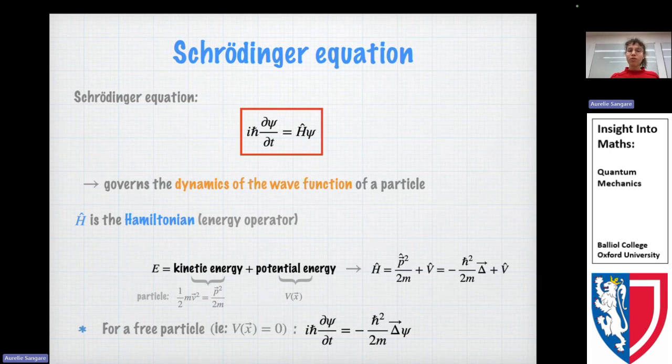So remember that your wave function psi depends on 4 variables, x, y, z, and t. And so if you are considering the derivative of psi with respect to a specific variable, for example, t, then you need to use a partial derivative. So what the Schrödinger equation says is that i h bar multiplied by the partial derivative of psi with respect to time is equal to H hat times psi.